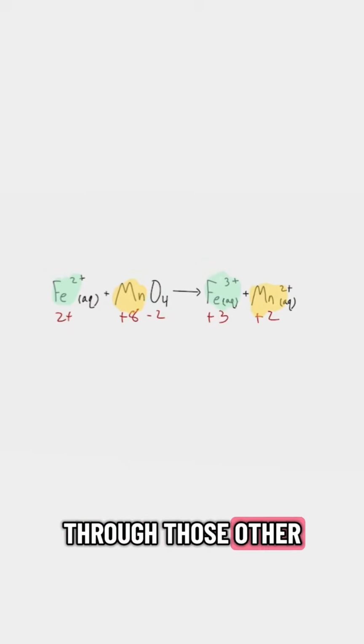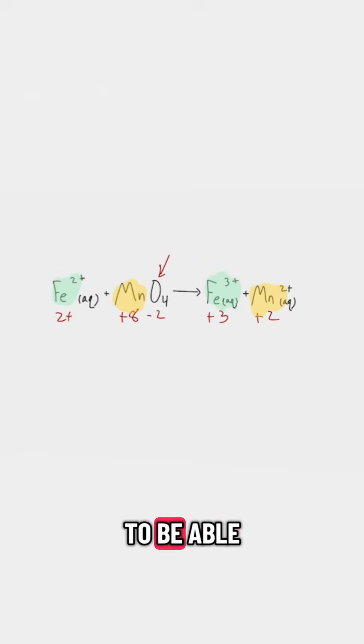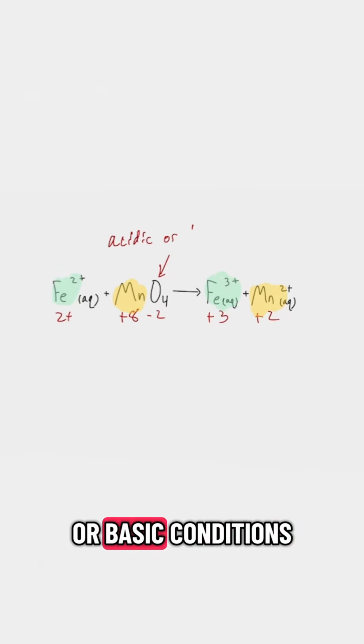Now if you try to go through those other steps like we did in the last one, you'll notice that there's no oxygen on the right side of this reaction, and that's what makes it so much more complicated. To thoroughly solve these like you would need to do in a college chemistry class, you'd have to look up how to solve redox reactions in acidic or basic conditions.